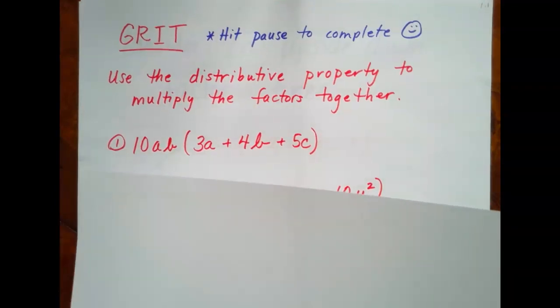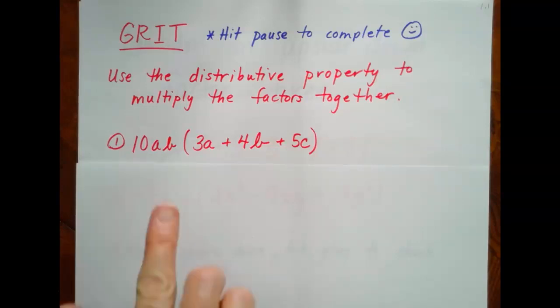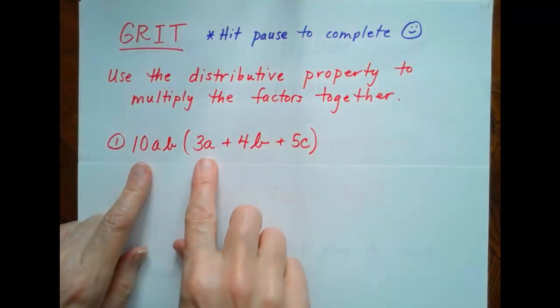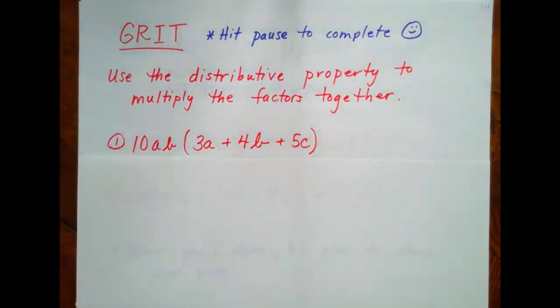So let's check these two warm-up problems. We are using the distributive property to multiply the factors together. Yes, these are factors. 10ab is a monomial factor. 3a plus 4b plus 5c is a trinomial factor. We're going to use the distributive property, and we are going to multiply together to get a product.